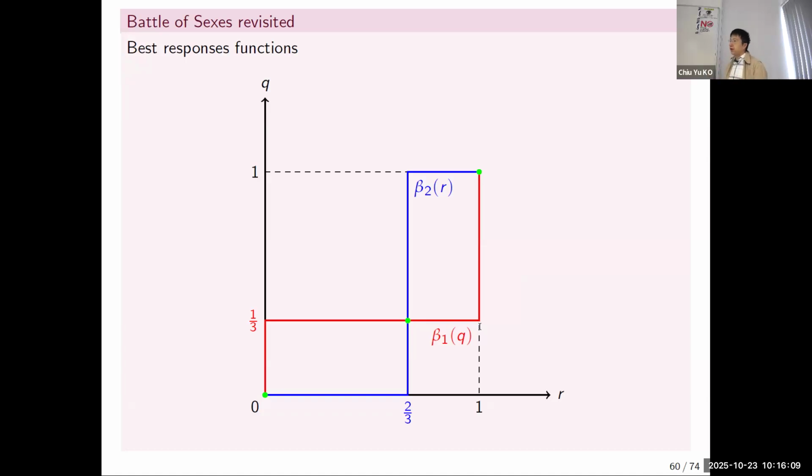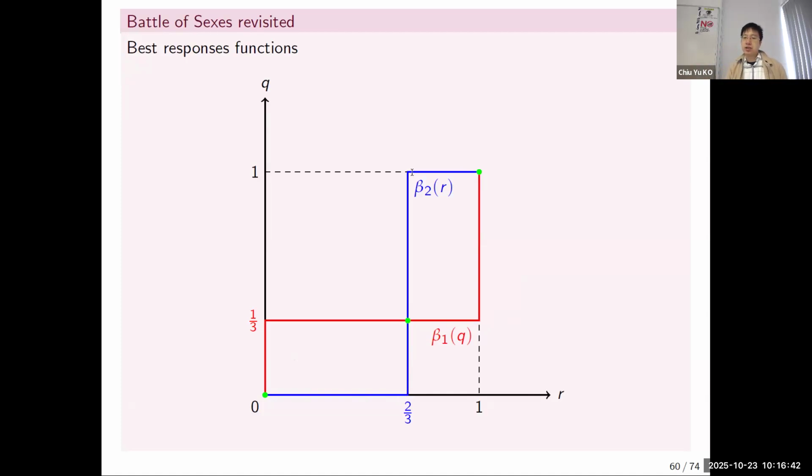When Q is more than 1/3, the boy has a good probability to choose opera, and the girl likes opera, so it's like this. This should make sense. Same with blue. When R is 0, which means the girl is only choosing football, of course the boy will choose football. Football means Q is 0, the probability of choosing opera is 0, right?